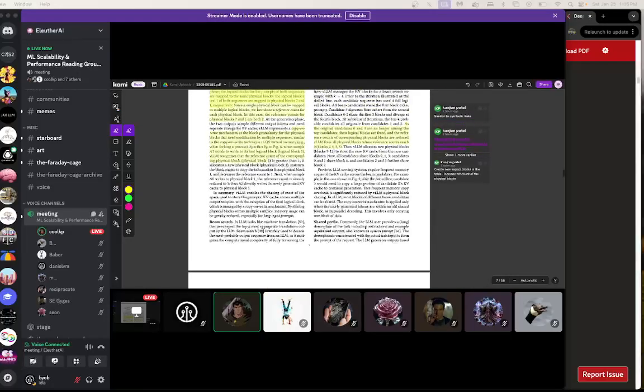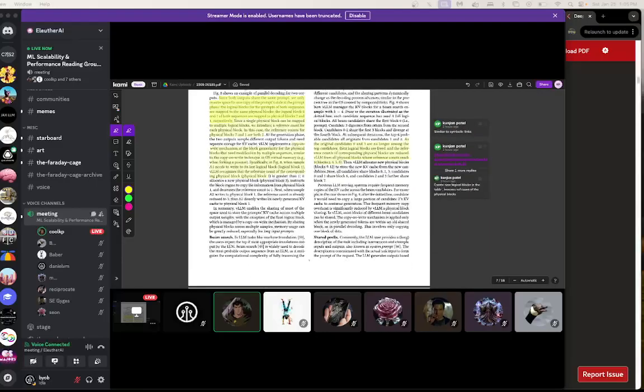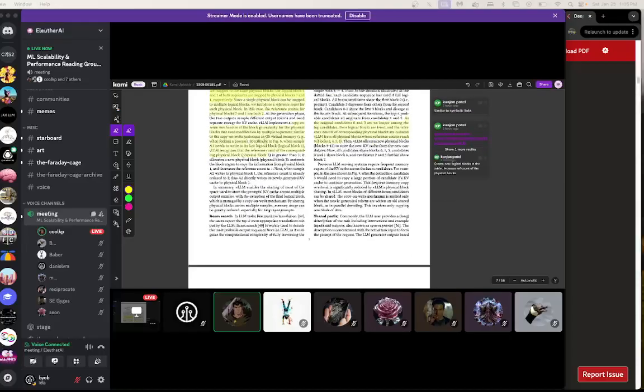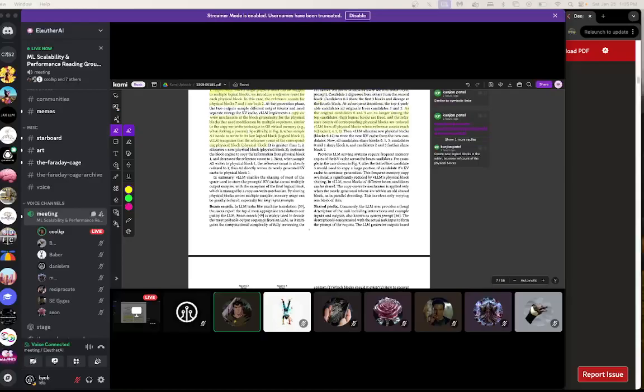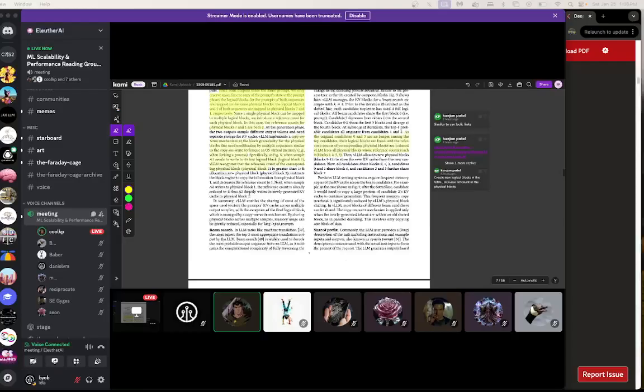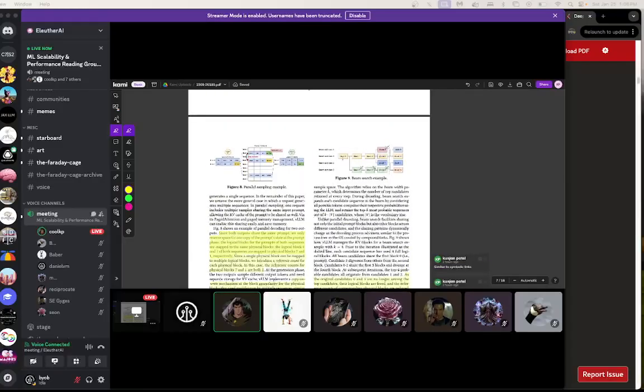Beam search is another use case of memory reuse. In LLM tasks like machine translation, users expect the top K most appropriate translations output by the LLM. Beam search is widely used to decode the most probable output sequence from an LLM, as it mitigates the computational complexity of fully traversing the sample space. So beam search at each iteration can branch out into different candidates, and the sequences can deviate. It builds out like a tree, and leaves can terminate before others; they don't all terminate at the same time. Essentially, you have sections of sequences that are the same that you can reuse.